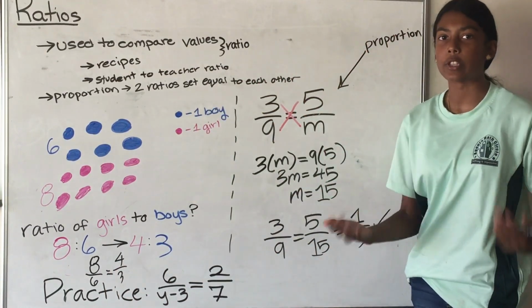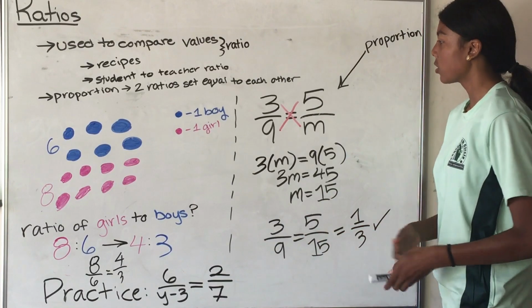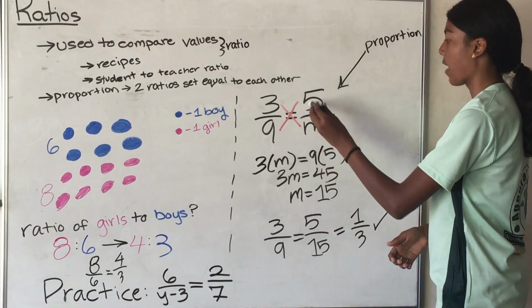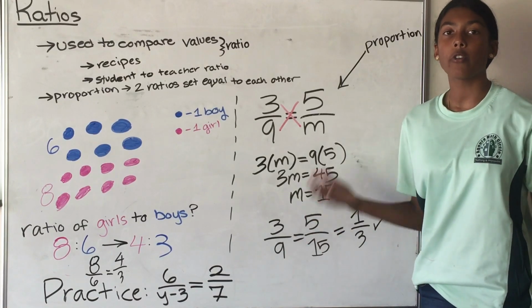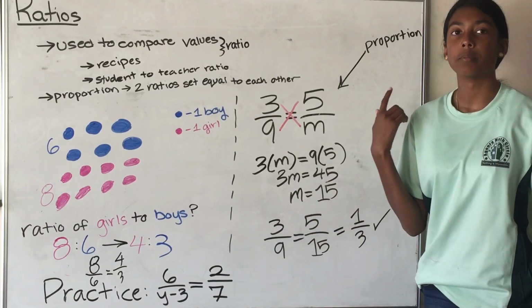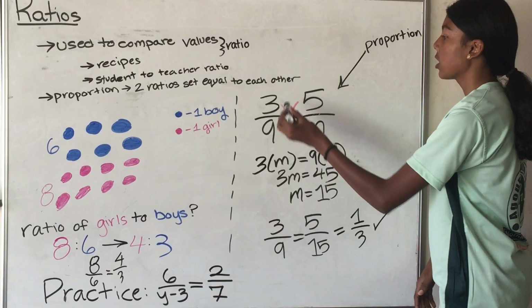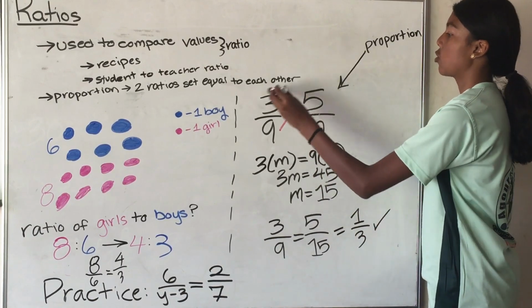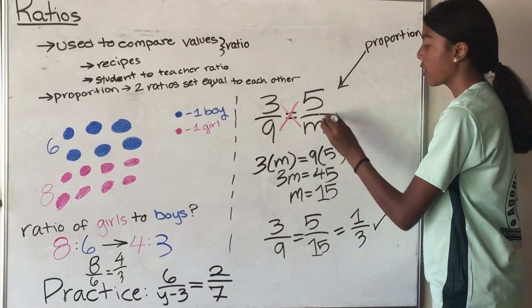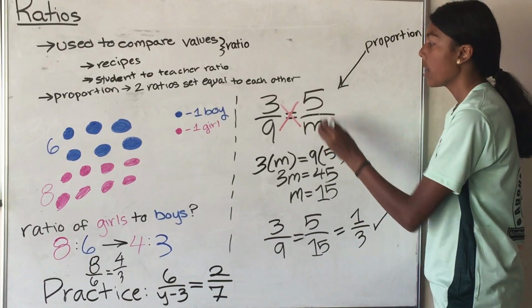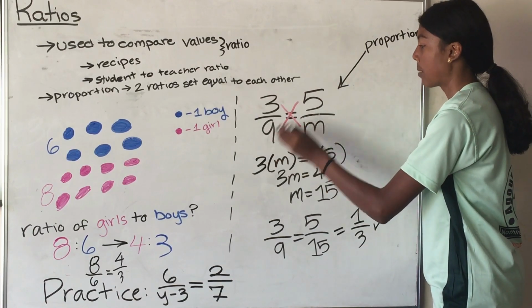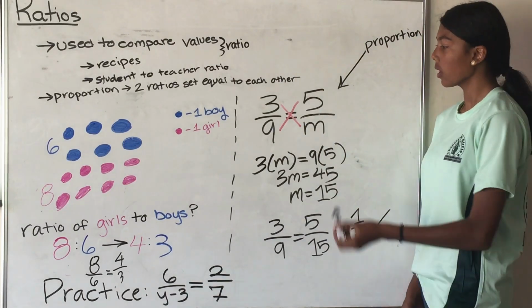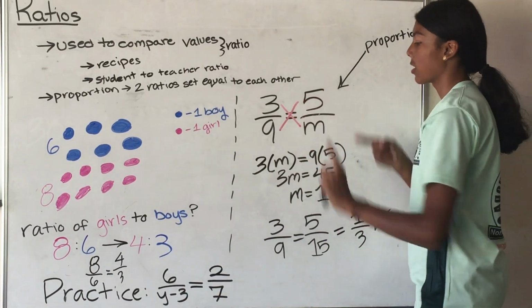So now let's practice using a proportion. We have 3 ninths equals 5 over n, and we're trying to find what n equals. So our first thought should be cross multiply. When we cross multiply, we're going to take the numerator of one and the denominator of another and multiply them, and take the numerator of the other with the denominator of the first one and multiply those together. So technically, it's like a cross.